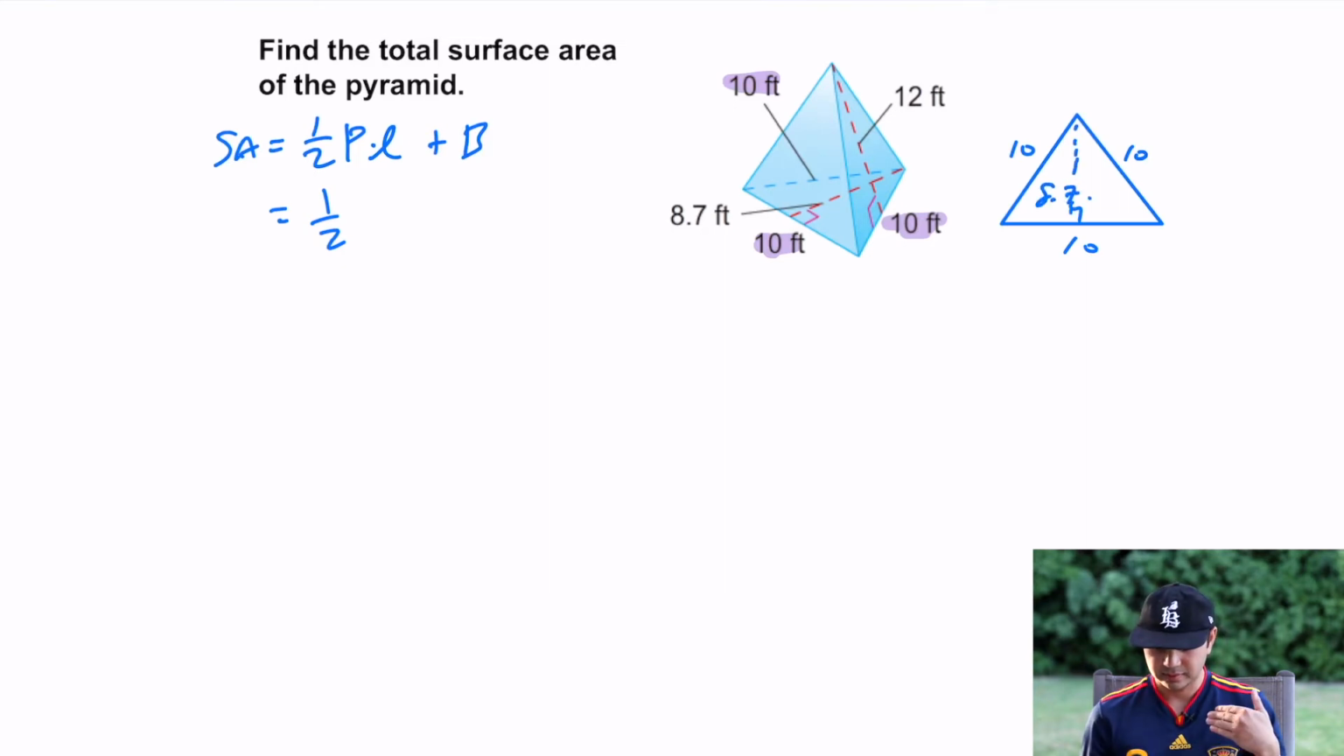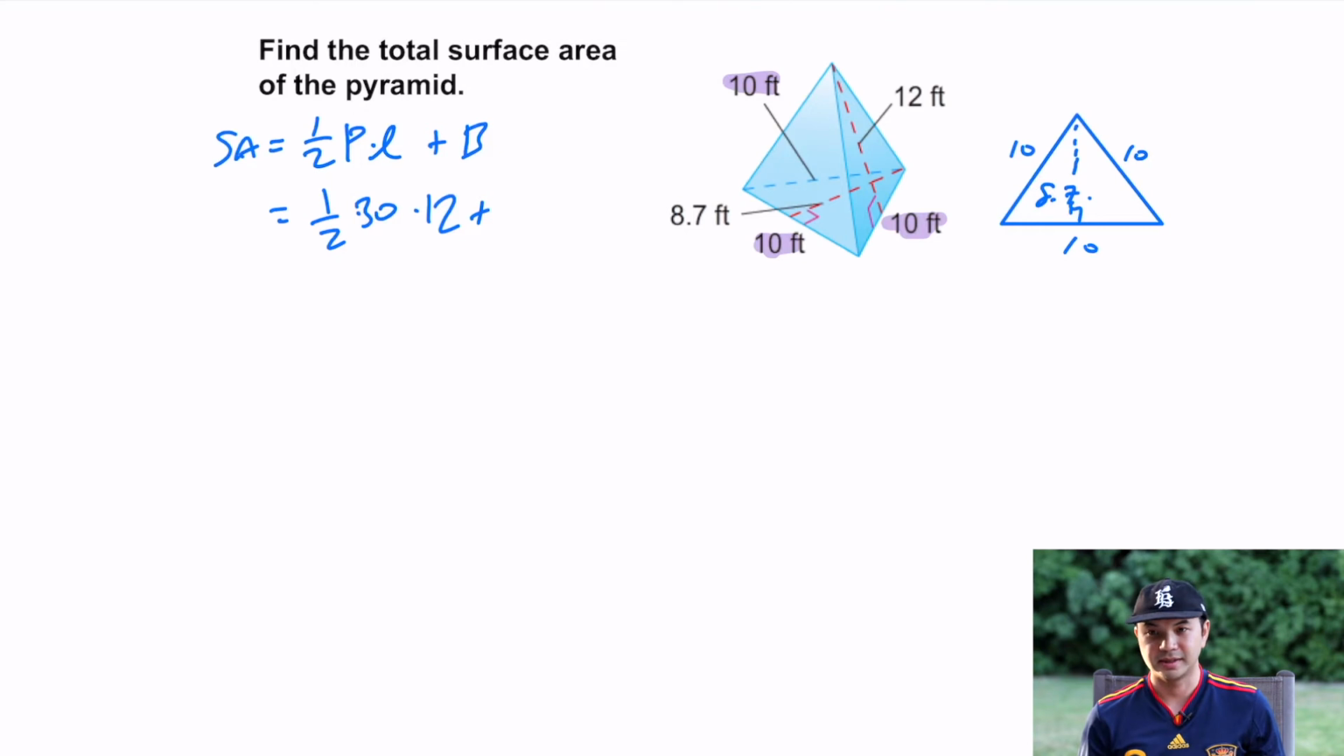Okay, first the perimeter of this triangular pyramid. 10, 10, and 10, that's 30, times the slant height. So the slant height is not 8.7. That's this bottom part here. The slant height is from the base, what is the height of the triangle of the lateral sides. So that's shown as 12. Okay, that's shown as 12. So my slant height is going to be 12.